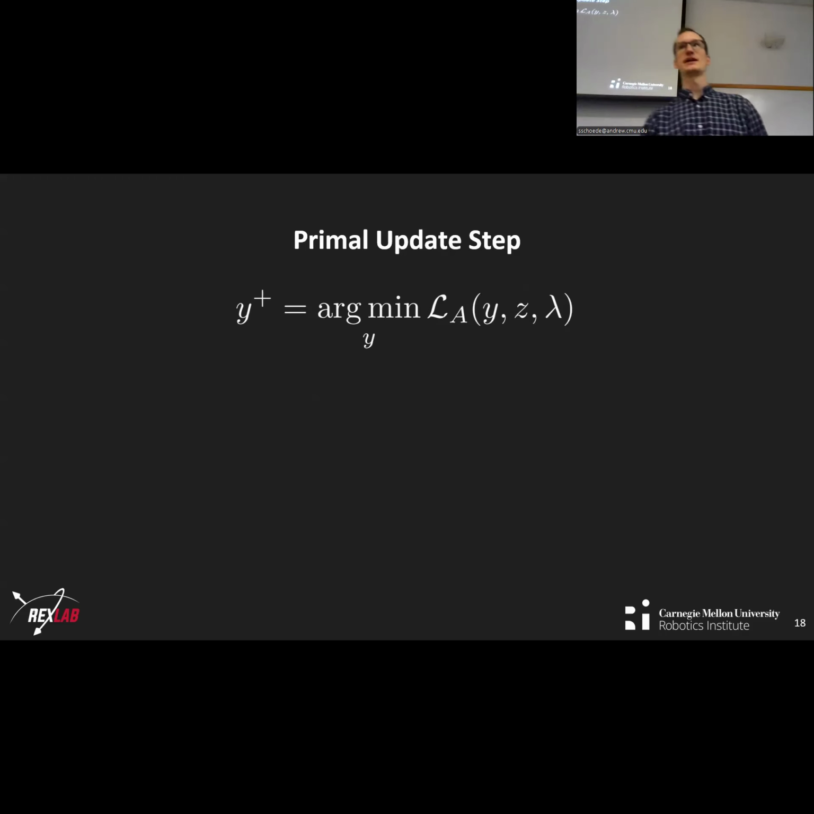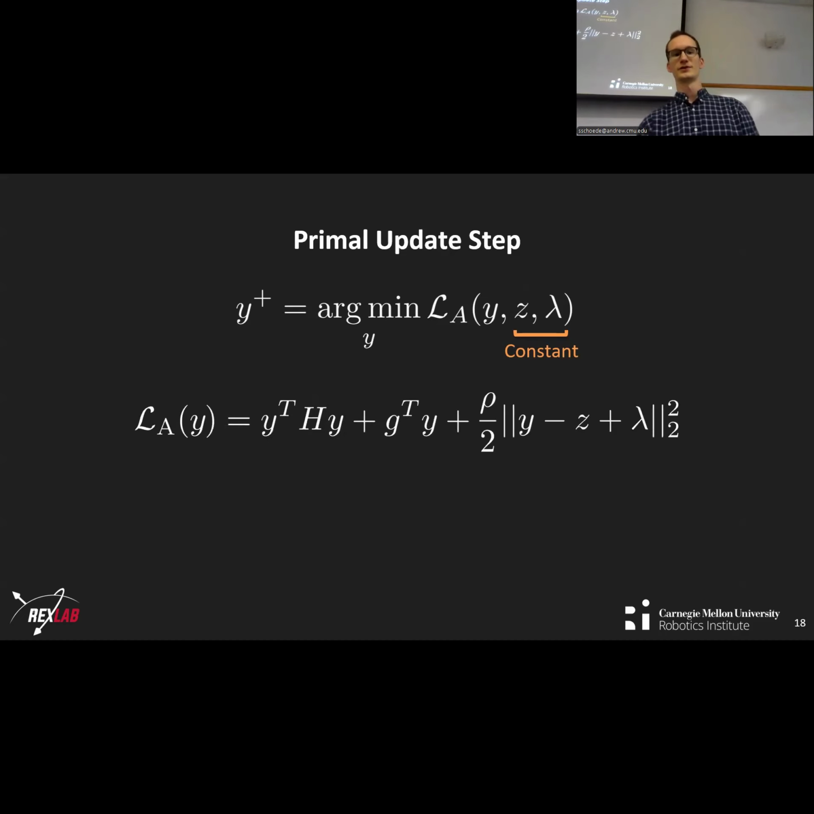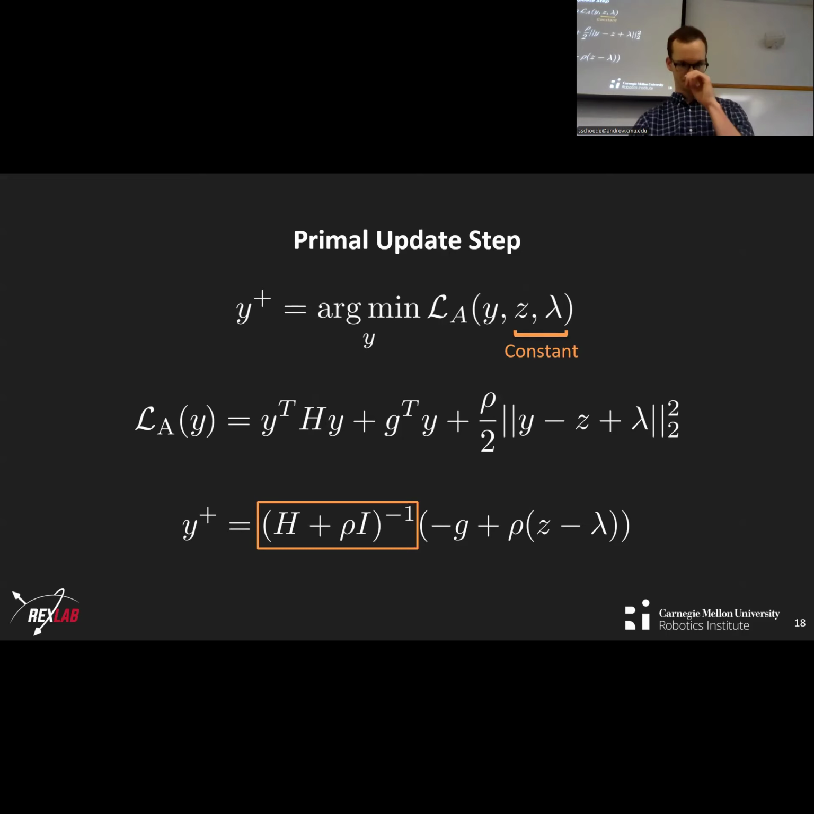The first thing we see is that we're minimizing with respect to the primal, which is y, and that means that our z and lambda, our slack and dual, are constant. So if we look at the augmented Lagrangian again, with respect to only y, our indicator function, which only relies on z, just drops out of the picture. We don't care about it anymore. To solve this problem, all we have to do is take the gradient, set it equal to 0, and then rearrange the terms to solve for y. And we can immediately see the culprit of our O of n cubed time complexity is this inverse right here.